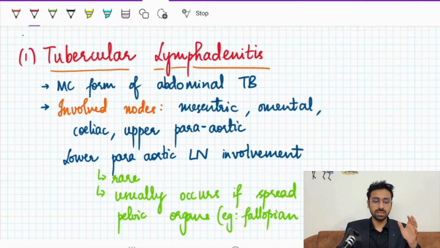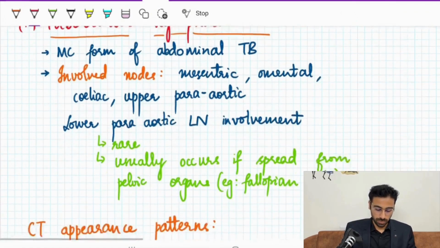Now, as I already said, this is the most common form of abdominal tuberculosis, and the most common involved lymph nodes are usually the celiac, SMA, the upper para-aortic. The lower para-aortic are less frequently affected. Now, this is simple. All of you are already aware that the most common site of tuberculosis in abdomen is the ileocecal junction or the cecum. The draining lymph nodes drain into the celiac or the SMA group. Therefore, these are the most common involved lymph nodes. The lower para-aortic lymph nodes are not draining this part of the bowel. However, they can become involved in tuberculosis if the spread occurs from the fallopian tube, that is pelvic organs.